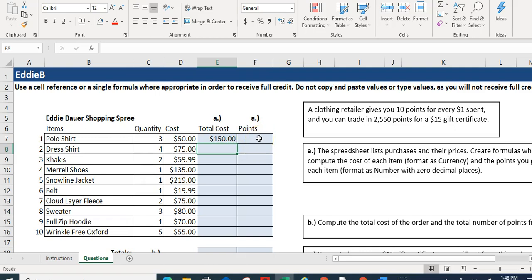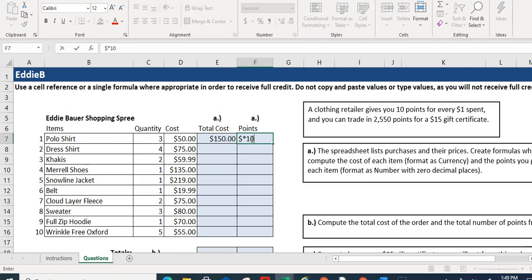Now for the points, for every $1 I spent, I get 10 points. So if I spent $1, I get 10 points. $2, I get 20 points. So basically, I'm saying the dollar amount times 10 will tell me how many points I got. 1 times 10 is 10. 2 times 10 is 20. $3 times 10 is 30. So it's the dollar amount times 10.